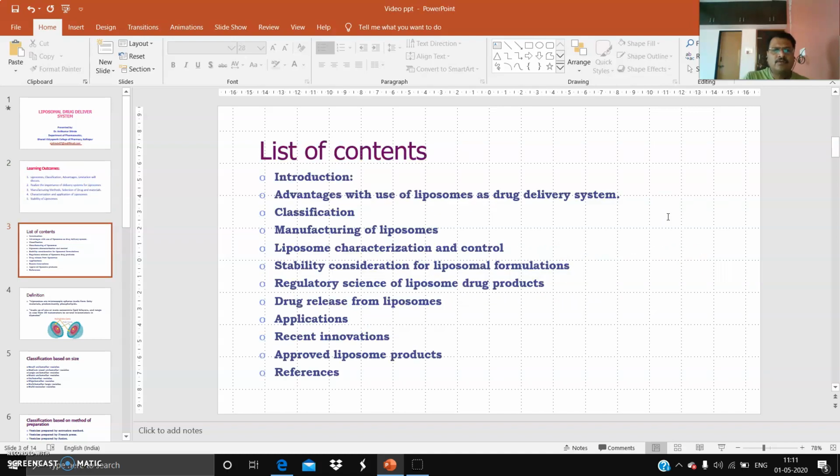List of contents: introduction, advantages with use of liposomes in drug release system, classification, manufacturing of liposomes, liposome characterization and control, stability consideration for liposome formulation, regulatory science on liposomes, drug products, drug release from liposomes, applications, recent innovations, approved liposome products, and references.